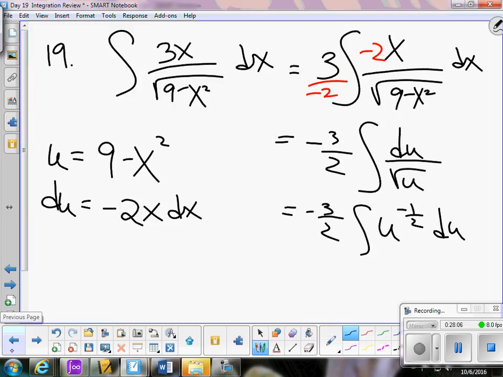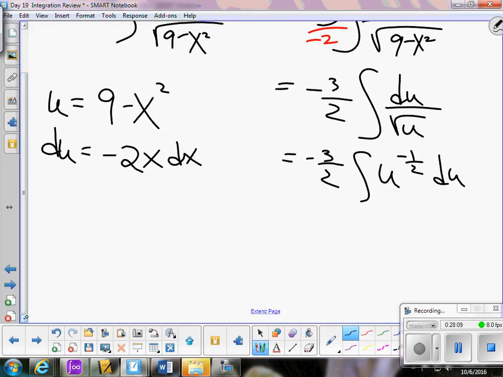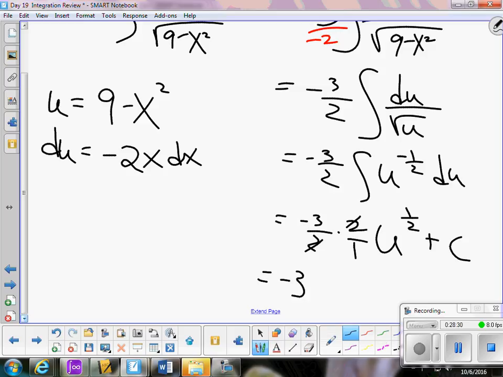And now we use the power rule. It's the antiderivative of u to the negative 1/2 du. Just write that. Alright, what's the new exponent? Now you're right, it's a half, and so you have to multiply by 2. Those cancel. And so our final answer is negative 3 times the square root of 9 minus x squared. Surprised we haven't asked any inverse trig, though.